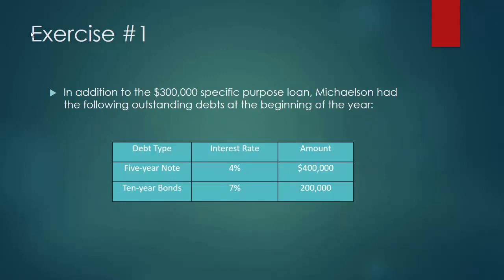In addition to that loan they took out from Berkshire, which was for the specific purpose of constructing this asset, they have general debt like all companies do. They're signing notes, they're issuing bonds to bondholders. So what does Michelson have? They have a 5-year note with a face value of $400,000, which pays interest at a 4% rate. And they have issued 10-year bonds with a face value of $200,000 that pay interest at a 7% rate.